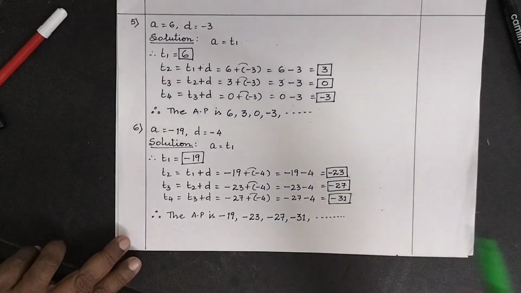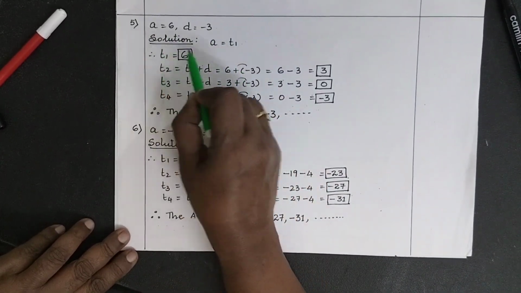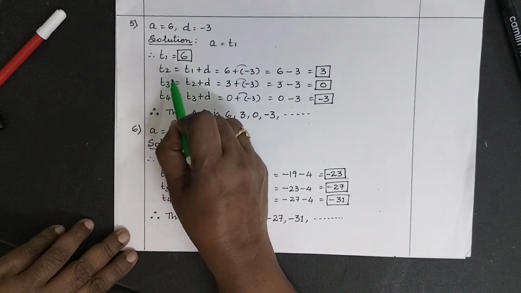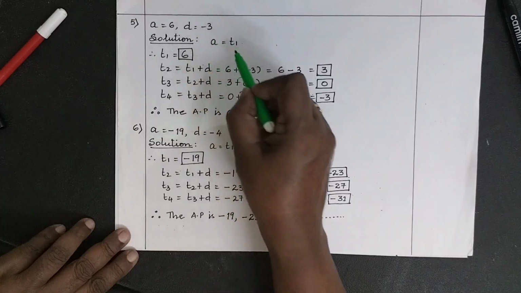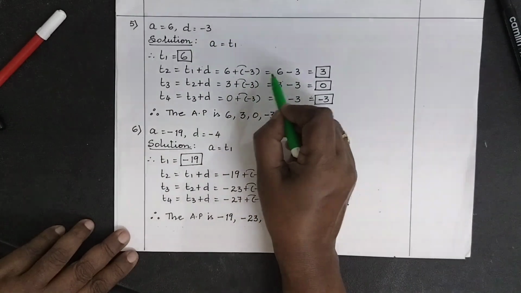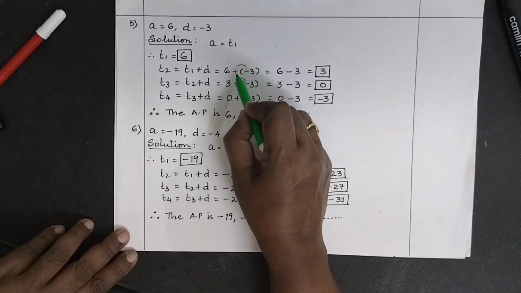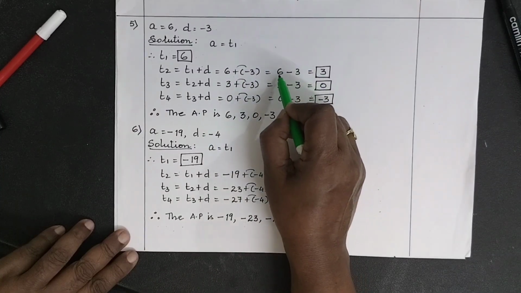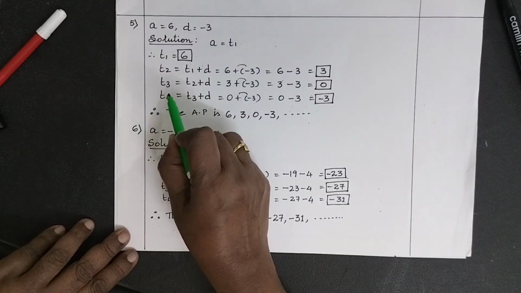Fifth sum, A is equal to 6, D is minus 3. Now A is equal to what? First term T1. So T1 is equal to 6. T2 is what? T1 plus common difference. So 6 plus of minus 3. Now open the bracket. There are two signs. We have to make it one sign. So plus of minus is what? Minus. So 6 minus 3 is equal to what? 3.